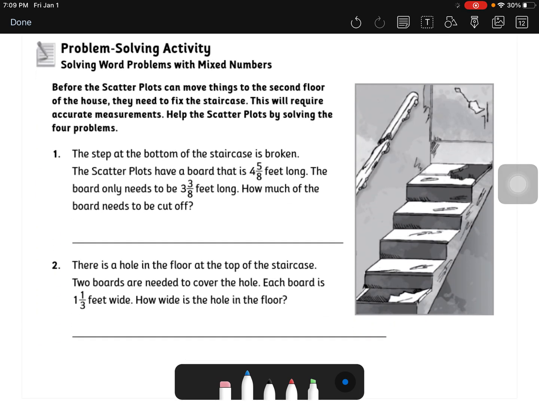Okay, the last part of this problem-solving activity, it says before the scatter plots can move things into the second floor of the house, they needed to fix the staircase. This will require accurate measurements. Help the scatter plots by solving the 4 problems.